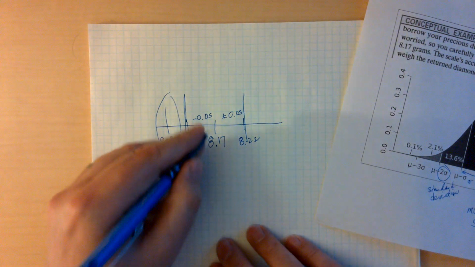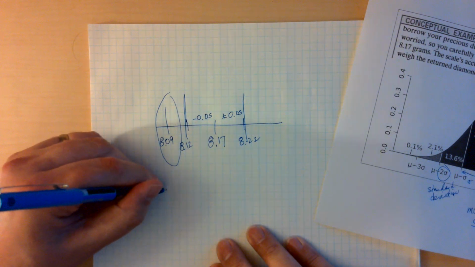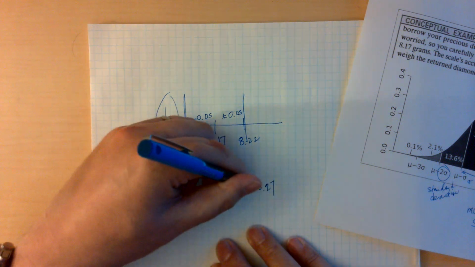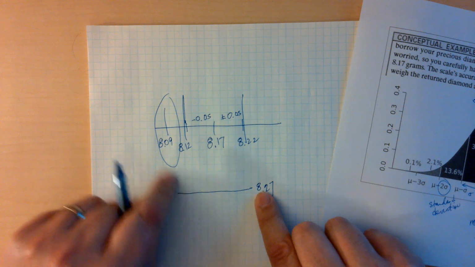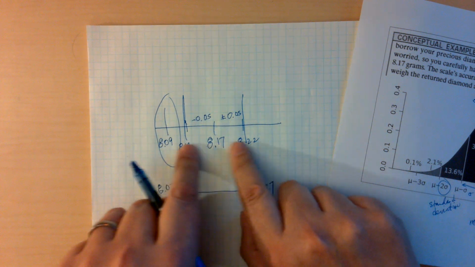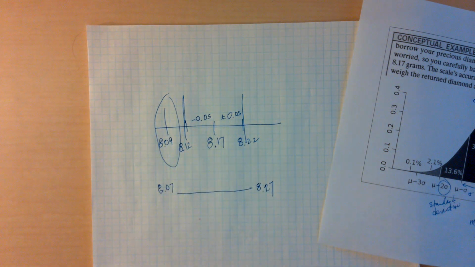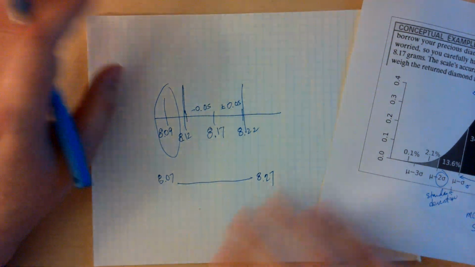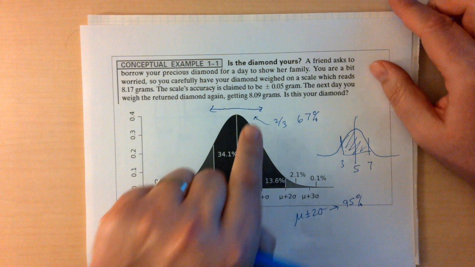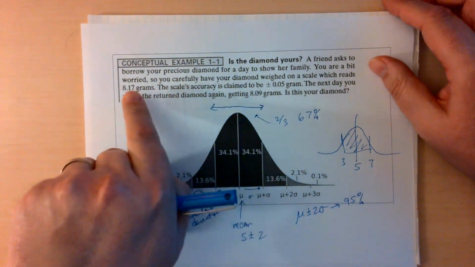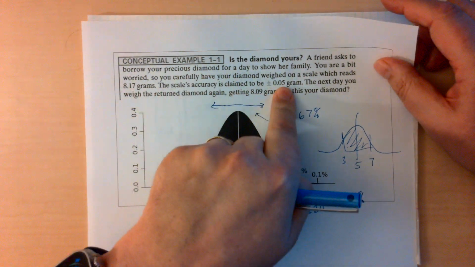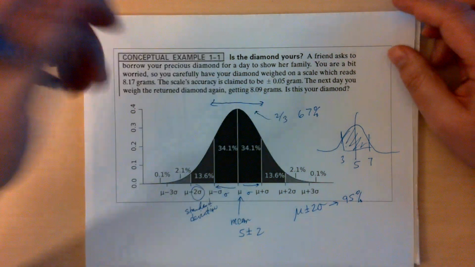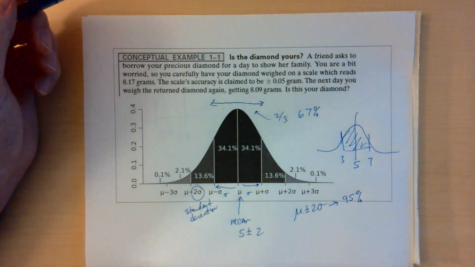But if we take 2 standard deviations, like 8.07 and 8.27, we know that 95% of the time it falls in this range. Yeah, it does fall in that range. It didn't fall exactly in here. So the simple-minded approach for this question is: is 8.09 within the standard deviation of 8.17? No, it's not. We suspect that our friend has swapped out the diamond. That's what we want to know.